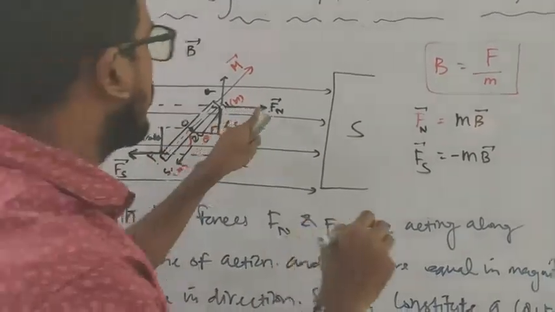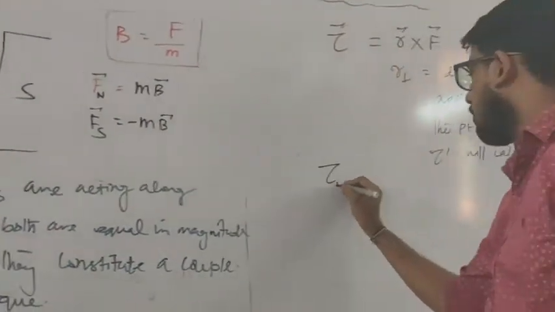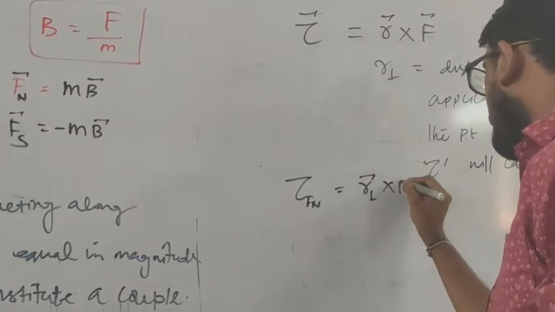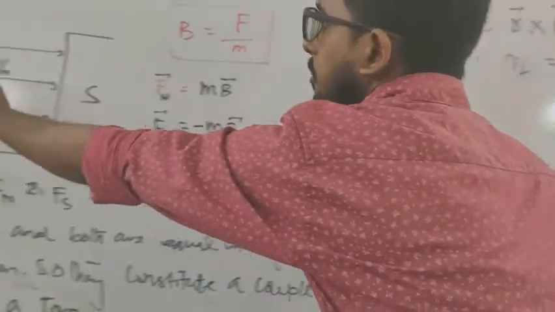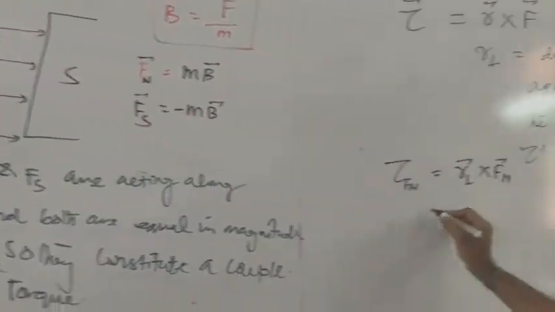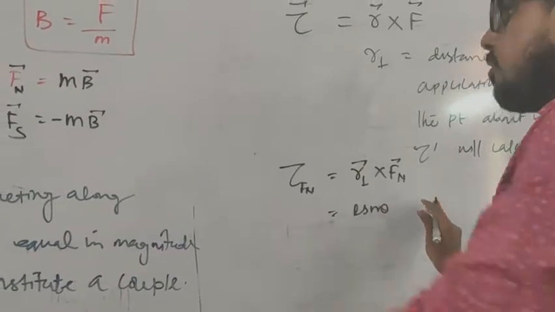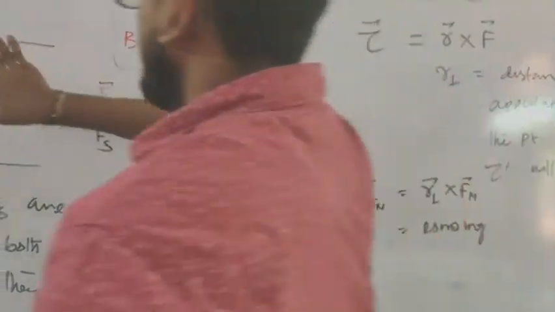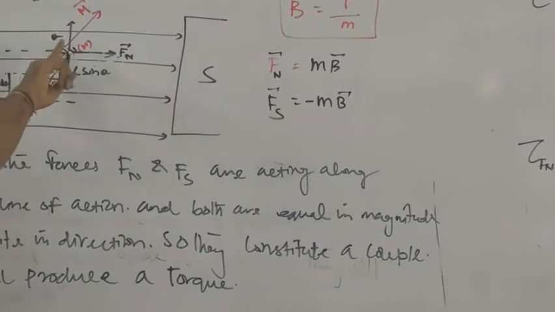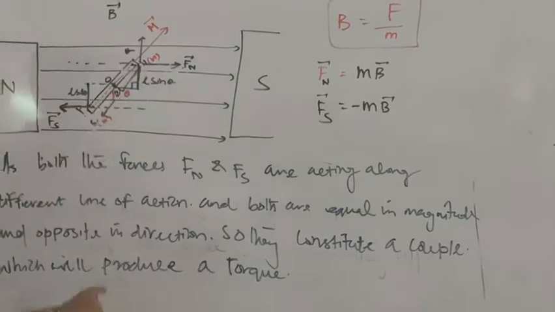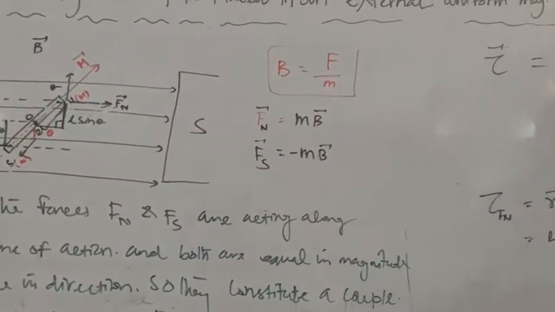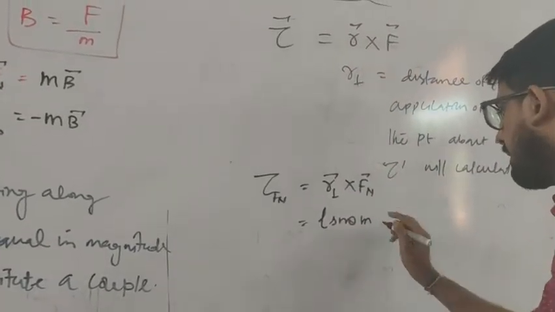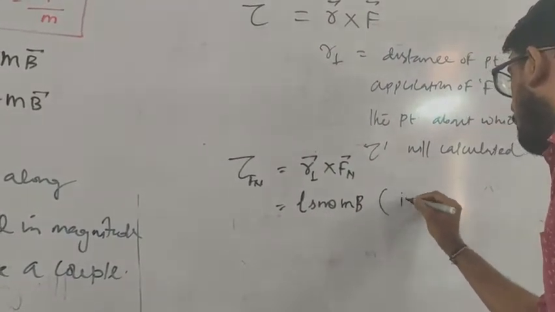So the torque due to Fa, tau due to Fa, will be how much? R perpendicular cross F, which we can get from this diagram. We know R perpendicular is L sin theta, into F, which is mB. And the direction is as per R cross F. This is R, this is F, so the direction will be inward. So it is L sin theta into mB, and the direction will be inward.